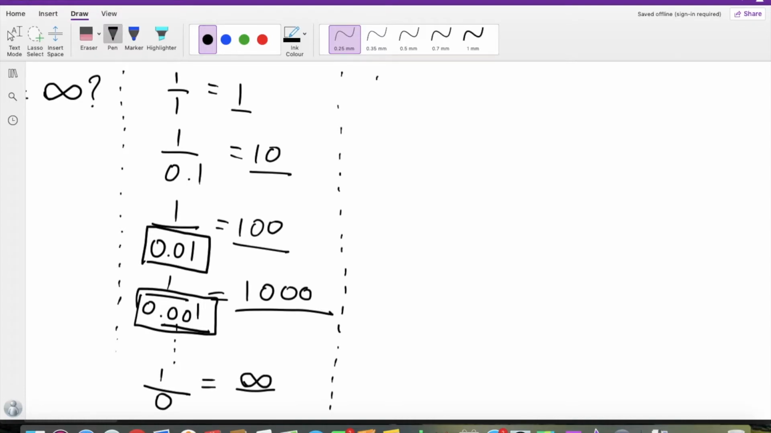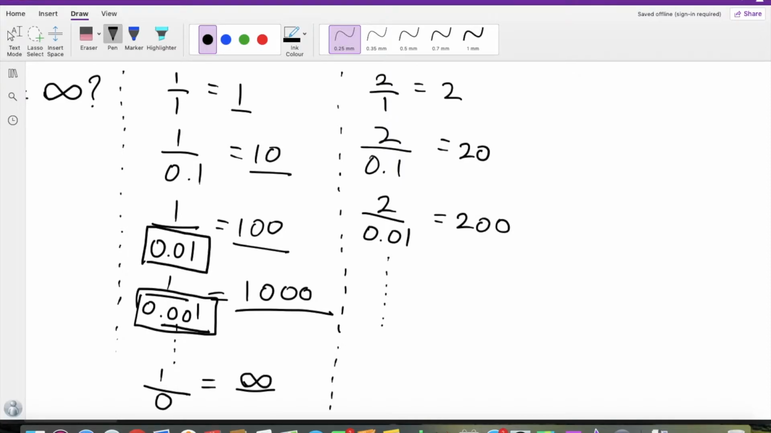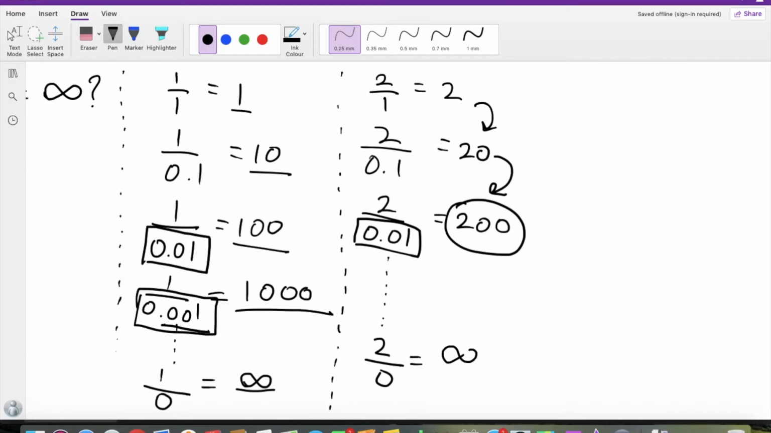Likewise, we can do 2 divided by 1 equals 2. 2 divided by 0.1 equals 20. And we can just keep going like we did in the case with ones. And when we continue, we'll see that 2 divided by 0 is the same. As you can see, all of them are tending towards infinity. As we make this denominator a smaller number, this number is going up. So that means this will go up as well. That means this also tends towards infinity.